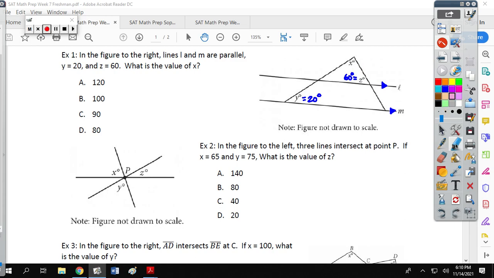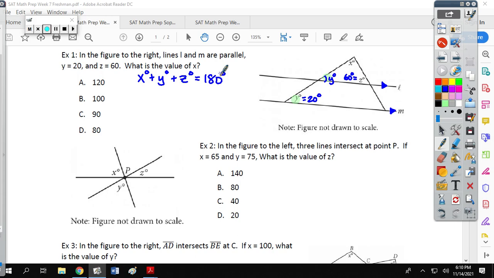Well, we would need to know two rules in order to complete this problem. The first rule would have to be that we would have to know that these two angles, the two I've marked with the highlighter, are corresponding angles, which means that this angle is also Y degrees, which is 20 degrees. So, here we have a triangle, and the sum of the angles in any triangle must be 180 degrees, which means X degrees plus Y degrees plus Z degrees has to be 180 degrees.